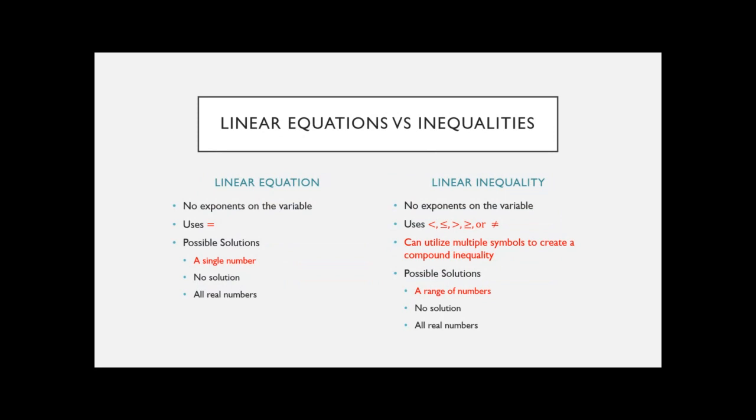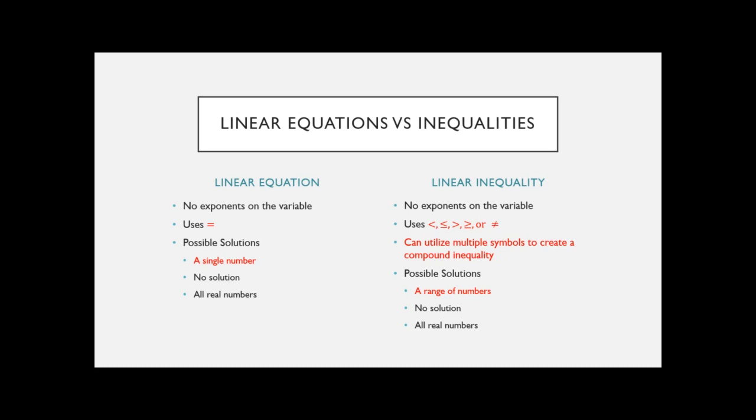With a linear inequality, you can combine multiple symbols to create what is called a compound inequality. So with an equation, you only have one equal sign in your equation, but with an inequality, you could have more than one symbol. When you look at the possible solutions, for an equation, you get a single number as your answer, or you may have no solution or all real numbers.